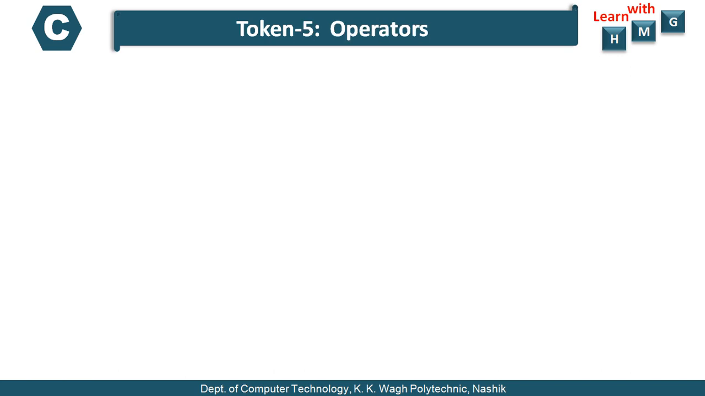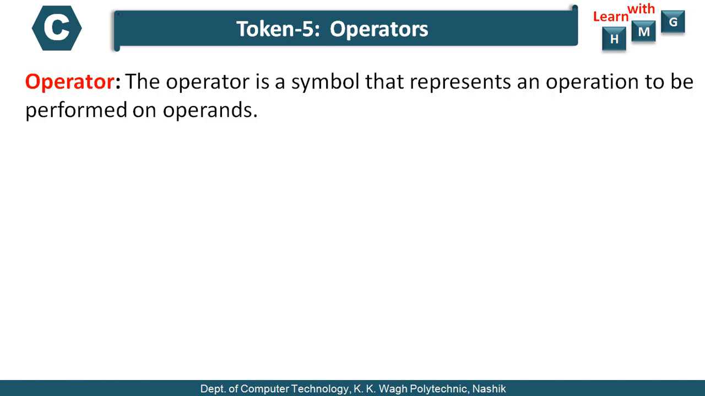The fifth token is operators. Whenever you are performing basic operations on data, it may be integer data or floating point data, certain characters are used. There are 6 types of operators. An operator is a symbol, and this symbol represents an operation that will be performed on certain data, and that data is nothing but operands.